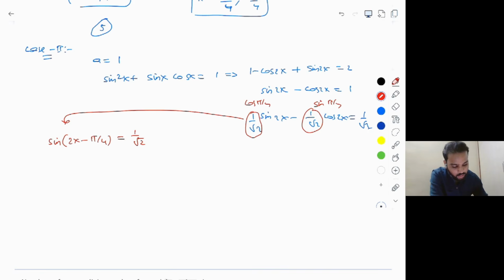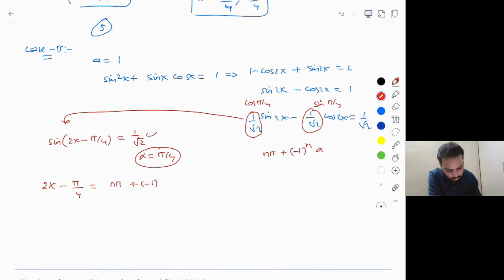What is our formula for sine x is equals to k? It will be n pi plus minus 1 whole to the power of n into alpha. Okay. Here in this case, alpha will be is equals to pi by 4 because we have the value as 1 by root 2, right? So let's write down the general solution. 2x minus pi by 4 is equals to n pi plus minus 1 whole to the power of n into alpha is clearly pi by 4, where here n belongs to integers.